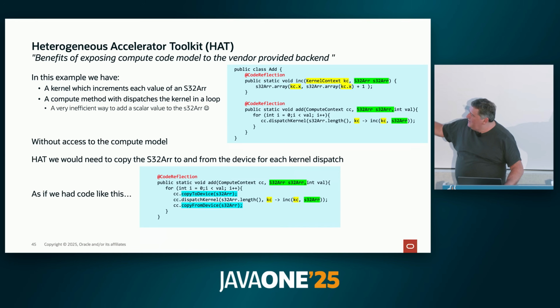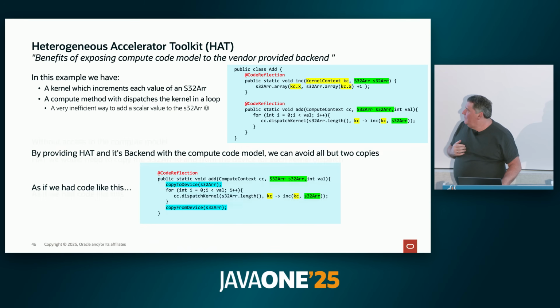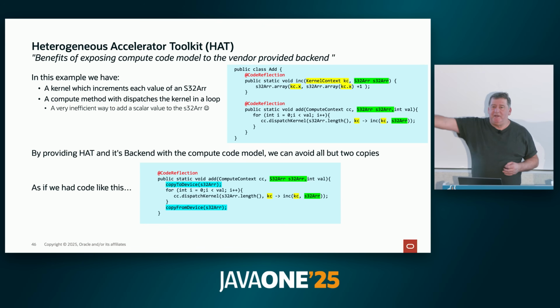By giving the back-end visibility over this compute code, it can work out, wait a minute, this guy's calling inc 10 times. I can either unroll the loop, for example, or I can at least leave the data on the GPU because he's not doing anything with it back here in Java land. So essentially, a smart implementation of a backend would take the compute code and say, well, I'm going to move the data to the device once, I'm going to loop over it 10 times, and then I'm going to move the data back at the end. Does that make sense? So that's why we want to expose the compute method to the back end.